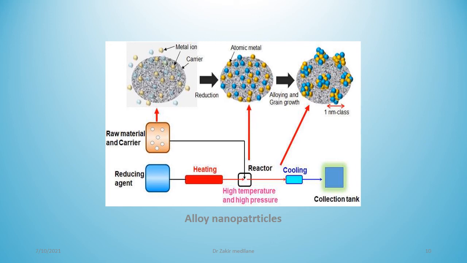After this, we can see the raw material and carrier. Reducing agents are used after heating. Heating means, as I told, as the temperature increases, at high temperature and pressure these alloy nanoparticles are formed, and after cooling they are finally collected into the tank.